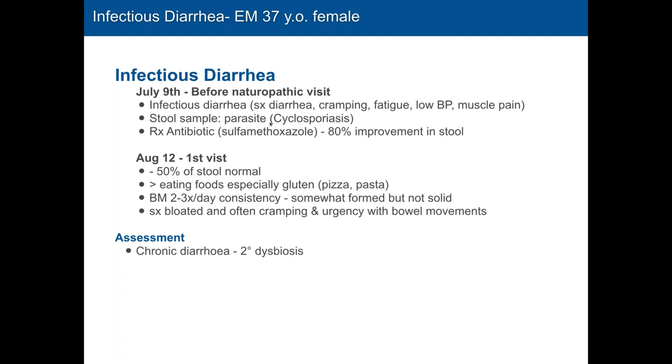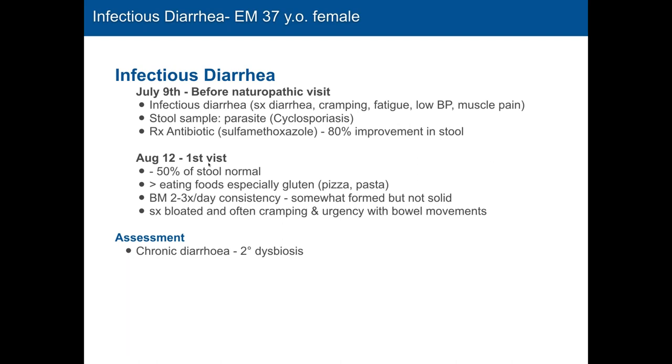I haven't had a lot of infectious diarrhea cases in the last couple months. It's usually more food sensitivity ones. This woman came in and she had a bout of severe infectious diarrhea, lots of diarrhea, cramping, low blood pressure. So I didn't see her at this point. She went to the doctor emergency. They did a stool sample. She had a parasite. They gave her an antibiotic and she was about 80% improved.